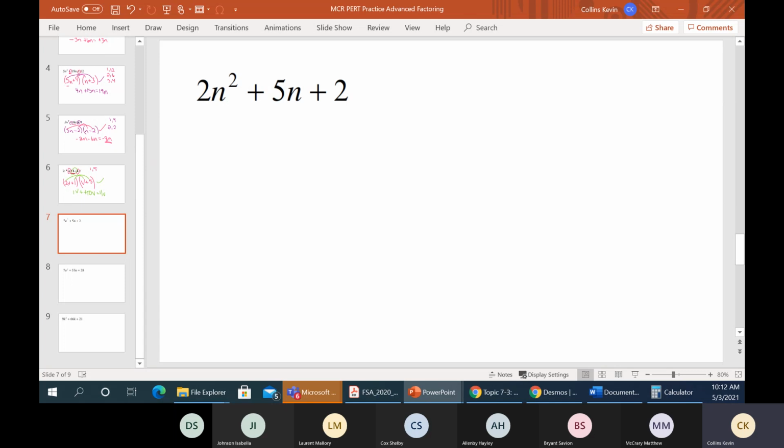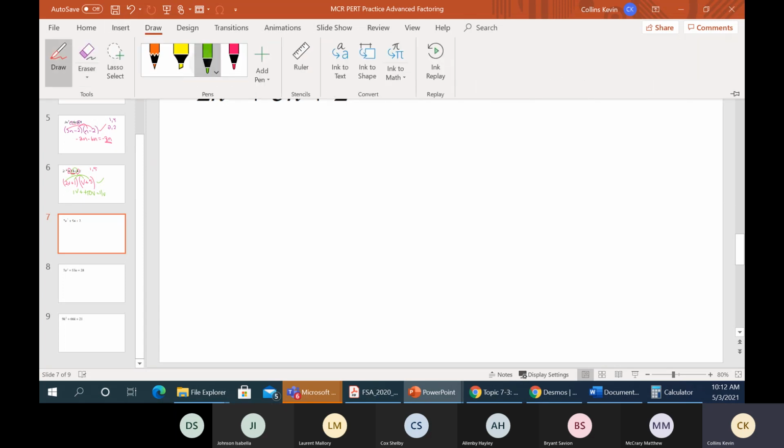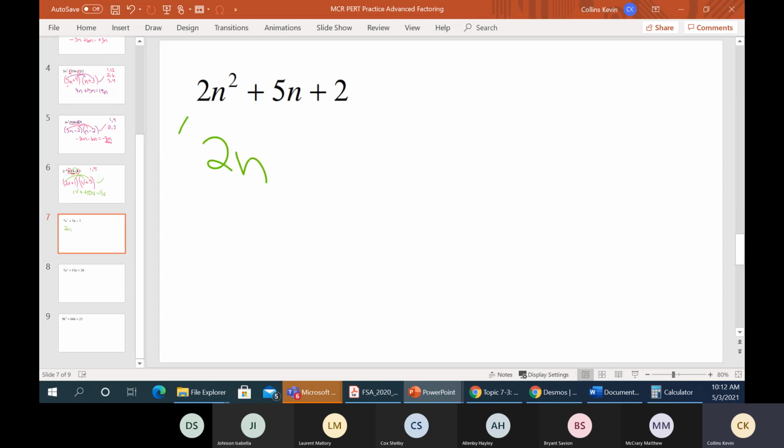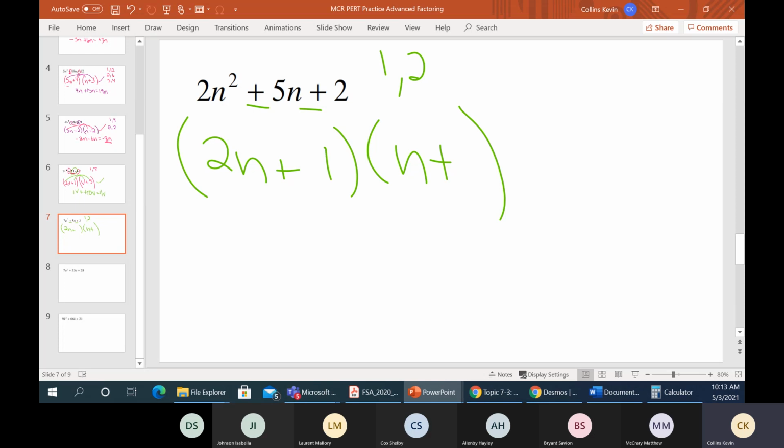Okay, so another one. This one sets up pretty easy as well, right? So we're going to do 2n and n. Plus and plus means plus and plus, right? And we've only got 1 and 2. So we're trying to get a 5n there. So which number is going to go first this time? Are we thinking the 1 or the 2? Going with the 1, okay.